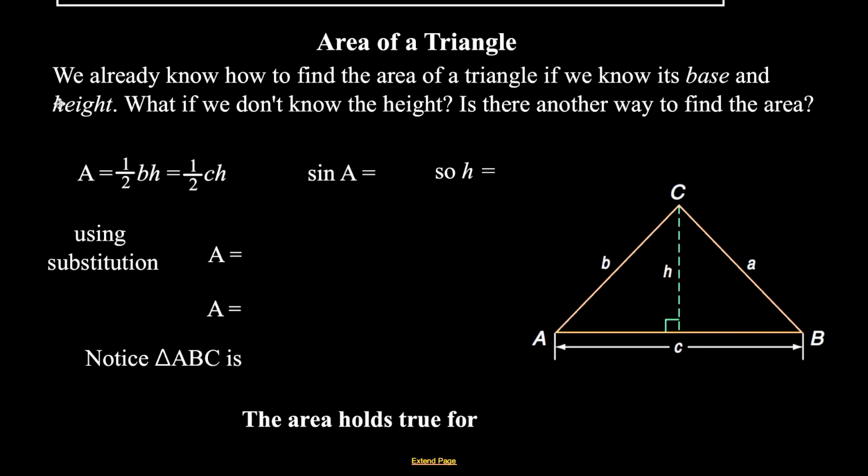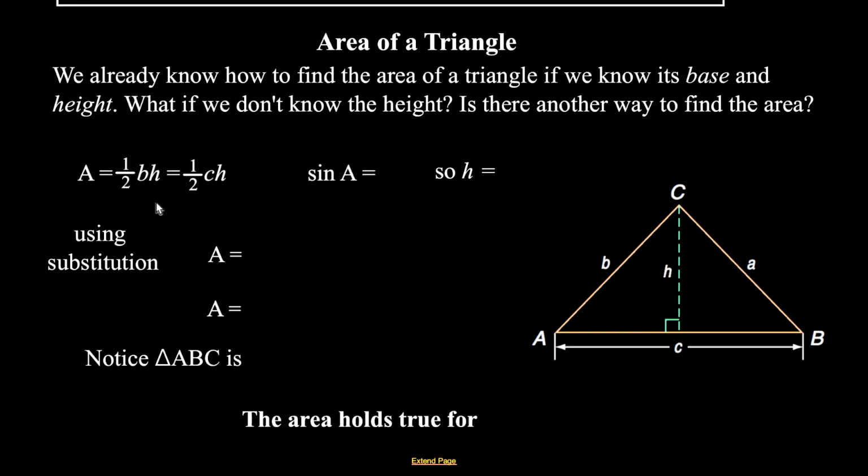So we're going to start out by talking about the area of triangles, and we know how to find the area of a triangle. The formula for the area of a triangle is 1/2 the base times the height. But what if we don't know the height? Is there another way that we can calculate the area of the triangle?